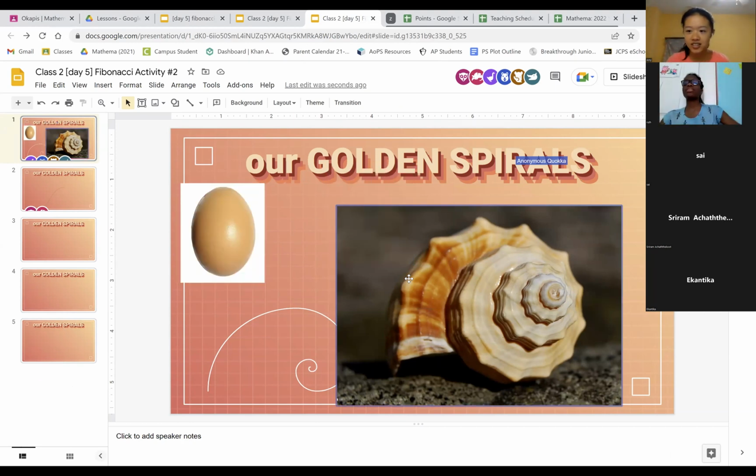Can you explain the egg? How is an egg a golden spiral?